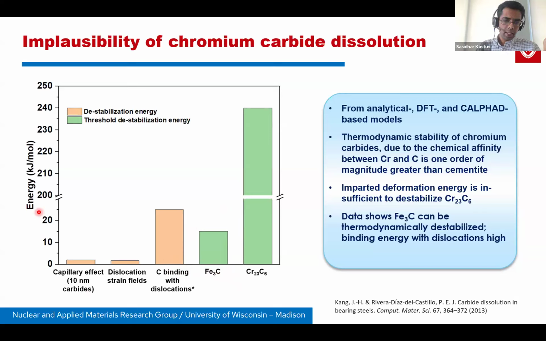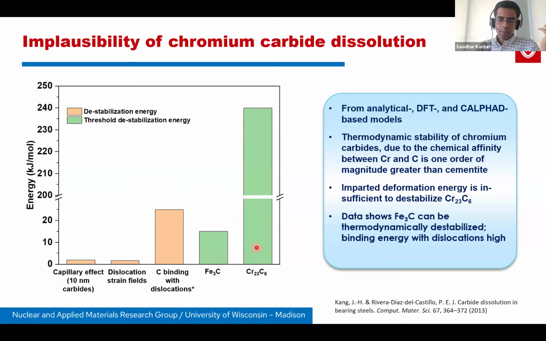So on the left side, you see destabilization energy contributions that come from deformation, and the green bars show the threshold destabilization energy, or the chemical stabilization energy of the carbide, that needs to be overcome by deformation. So if the orange is greater than the green, basically the carbide can be destabilized. For cementite, it's possible, but chromium carbide is extremely stable. The affinity between chromium and carbon is very high. Therefore, deformation cannot really destabilize the carbide.